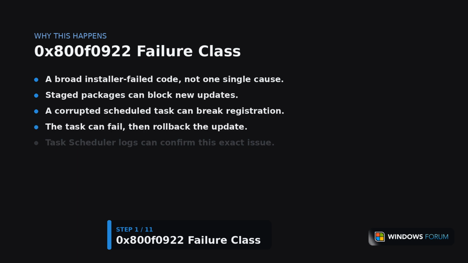Sometimes it's a staged package that never finished cleanly. Sometimes it's a corrupted scheduled task that blocks registration. Sometimes it's something else entirely. So before you reach for a bigger repair, you're checking for the specific blocker that actually stopped the update.